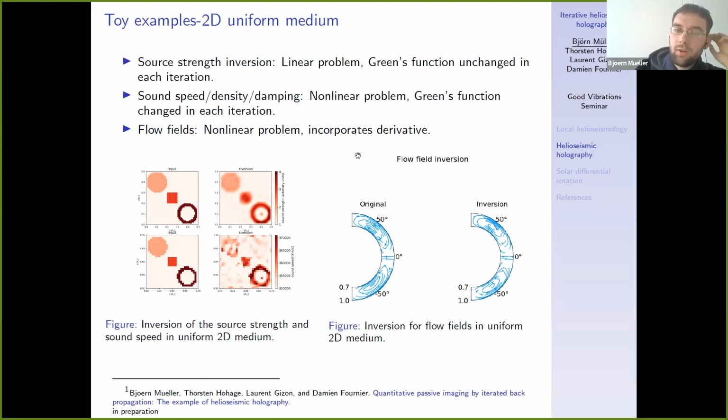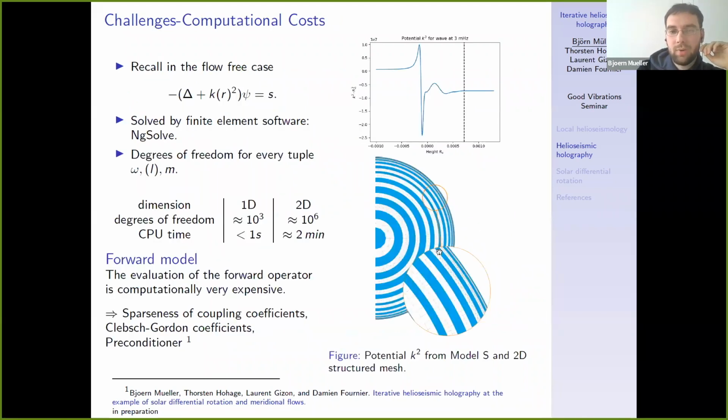And finally, we also tried flow fields. For flow fields, we have to incorporate a mass conservation constraint in the inversions. But also in this norm, it looks really good. So we are really happy with this. And now we try to go to realistic solar problems. For realistic solar problems, we have the problem that we have to deal with the immense computational costs.